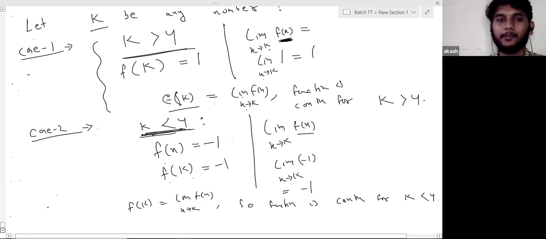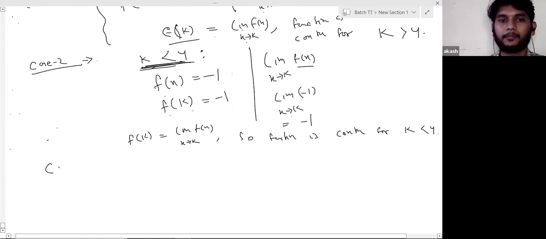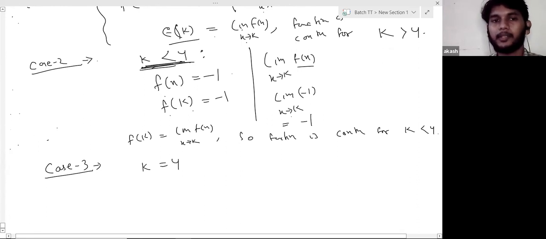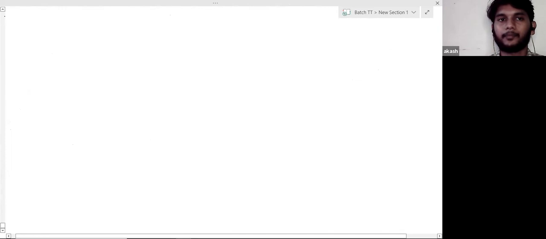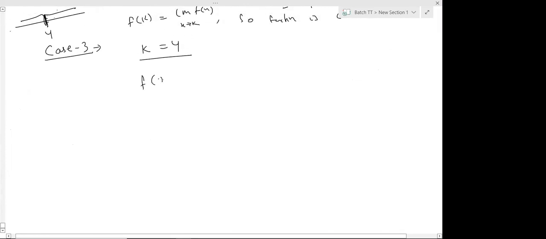So what will be case 3? When k equals 4. We divided the whole number line into 3 parts: more than 4, less than 4, and equal to 4. So when k equals 4, what will be f of k? 0. Absolutely right.